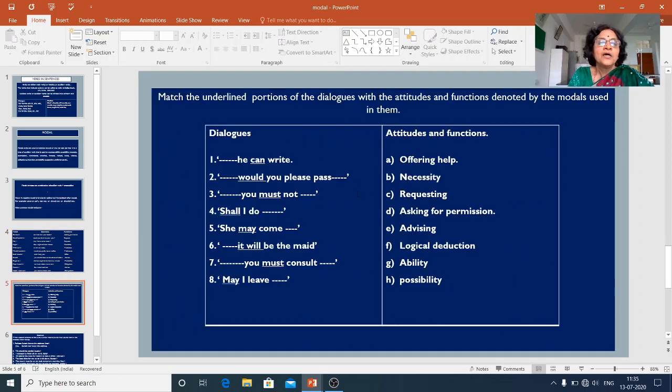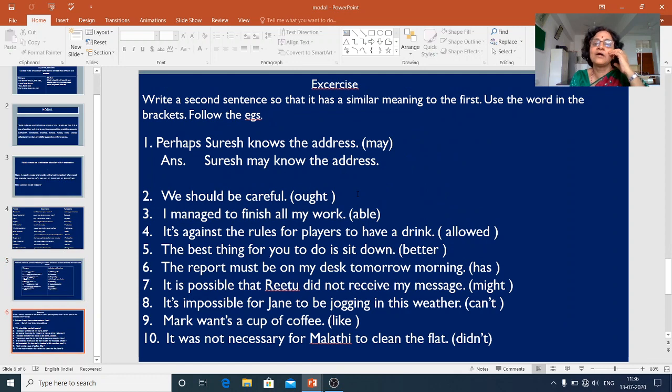Fill in the blanks. Now next I have given you another chart. Match the underlined portions of the dialogues with the attitudes and functions denoted by the models used in them. You don't have to fill in the blanks. You have to just identify what attitude and function it matches. I'll just tell you the first one. He can write. Go through all the options given. It's an ability, right? So please do all these exercises in your classbook or in your grammar book, and be ready. Once the school reopens, I will ask you to show me.